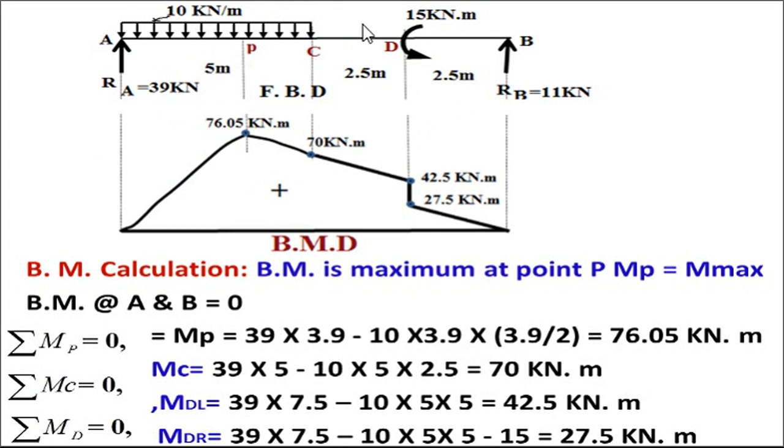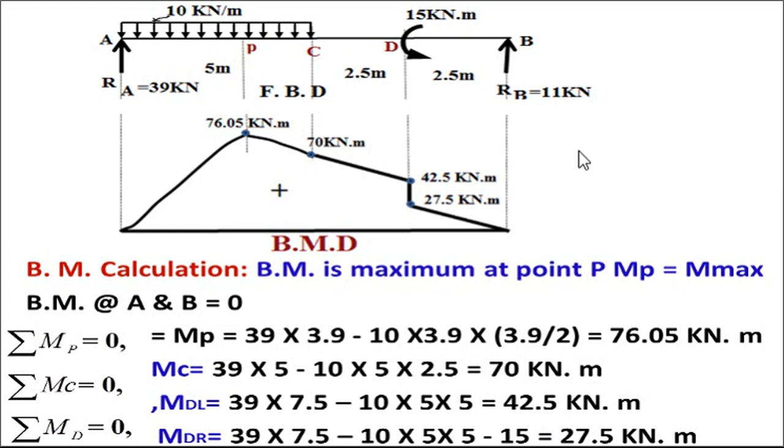from center to D point. This distance will be half of 5, 2.5. This is 2.5. This total will be 5 meter from D to center of UDL. So that's why moment will be 39 into 7.5 minus 10 into 5 into this 5, from UDL center to D. So that moment is 42.5.